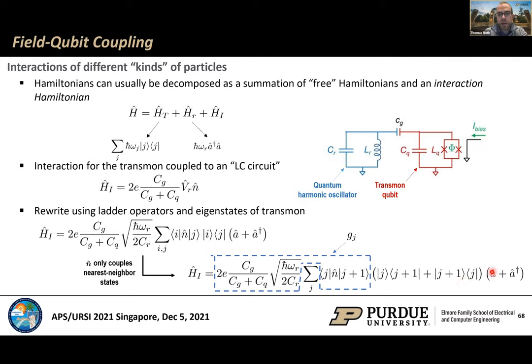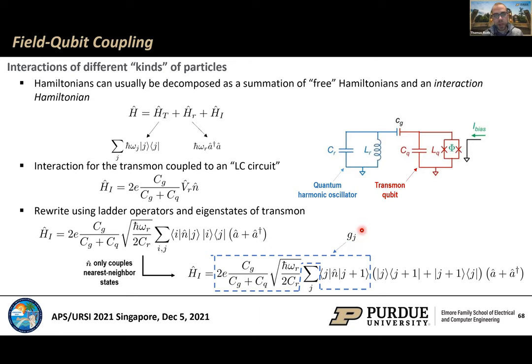And that is then coupled with the A plus A dagger from the voltage operator. Just to consolidate the notation, what we'll typically do is take all these normalization terms and lump them into a single g_J. That is the coupling strength between the two systems, essentially.